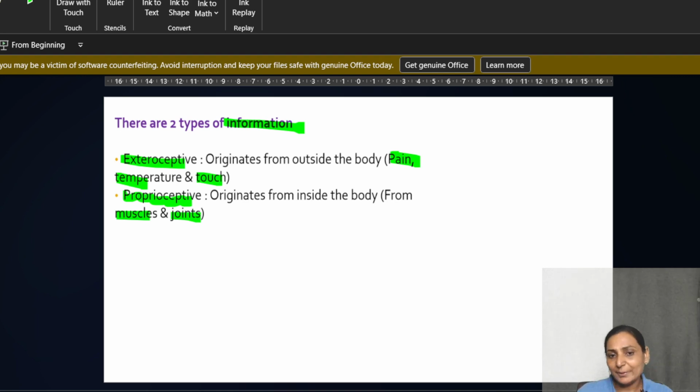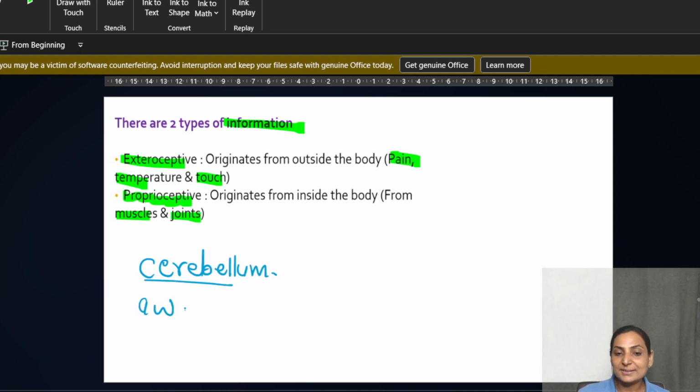Now it is very important that this information should be carried all the way to the cortex and especially to your cerebellum, so that the cerebellum remains always aware about the position of the body, because it has got a very important role in coordination, in tone and in equilibrium, right? So it is very important for the cerebellum to get all this information, whether you are sitting, sleeping, lying down, whatever you are doing, it should have a knowledge.